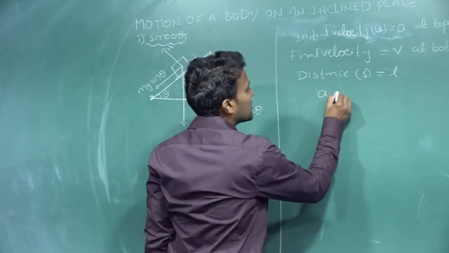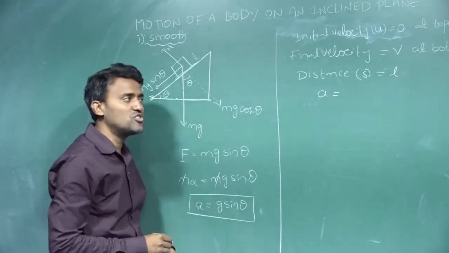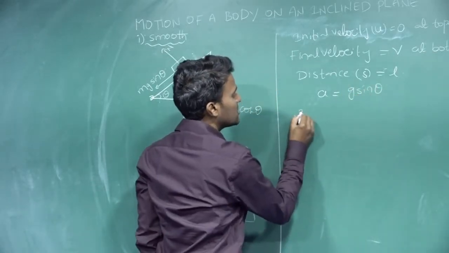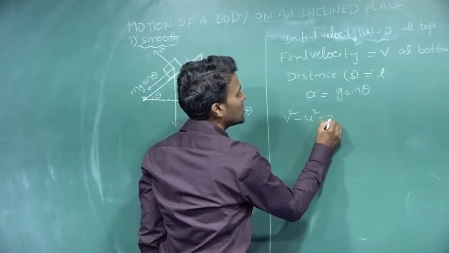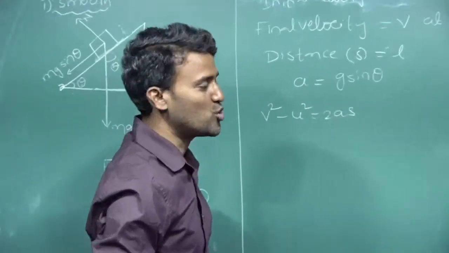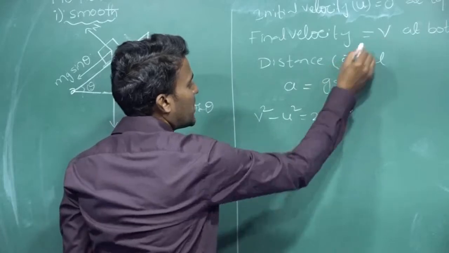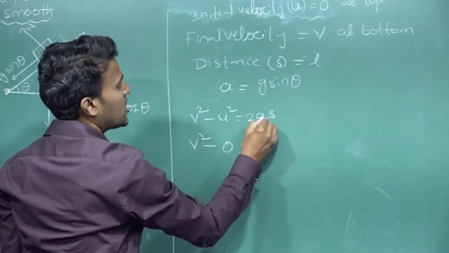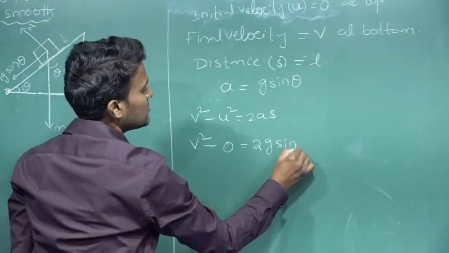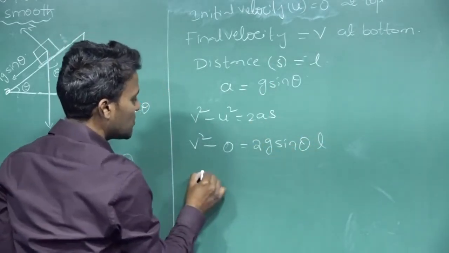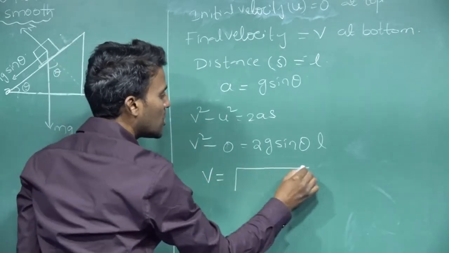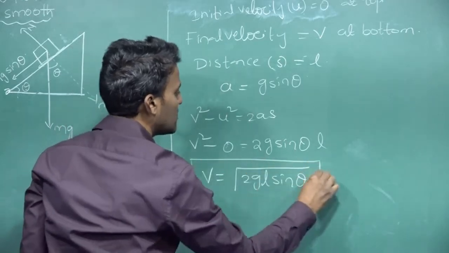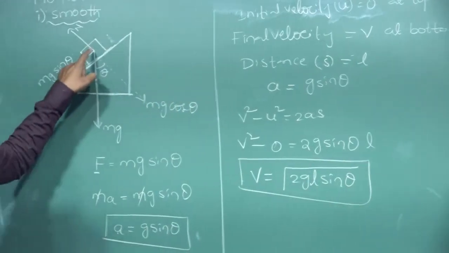Acceleration we already calculated: a equal to g sin theta. Now I am equating v square minus u square is equal to 2as, the third equation of motion. Here final velocity is v, initial velocity is equal to 0, a equal to g sin theta and s is equal to L. So v is equal to under root of 2gL sin theta.